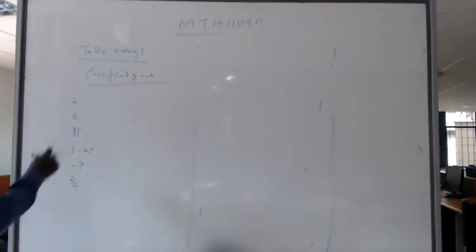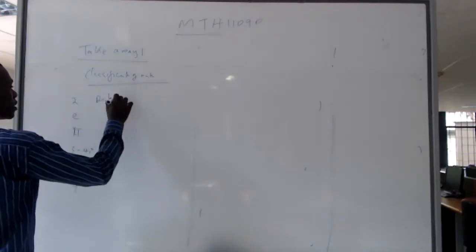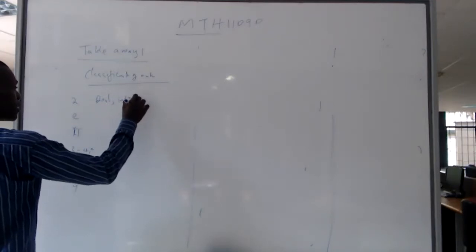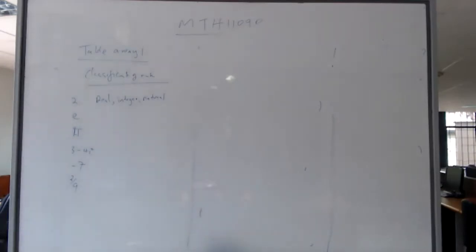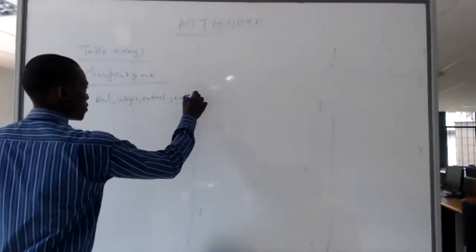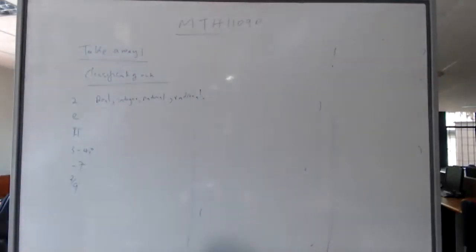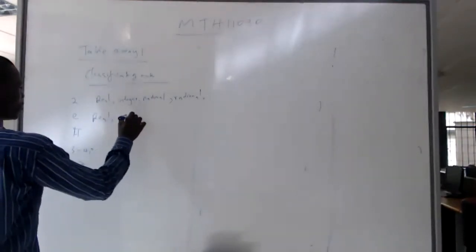So for example, 2 is a real number. It's an integer. It's a natural number. Any other category that fits 2? It's a rational number. How about e? It's a real number. It is irrational.